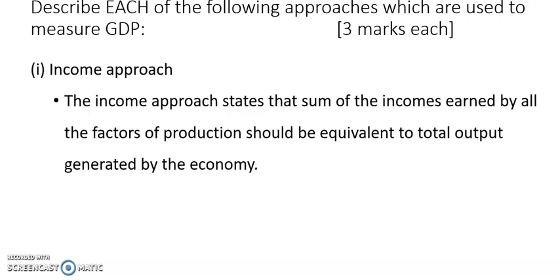Now part B 1 says describe each of the following approaches which are used to measure GDP, and they gave us 2, right? One was the income approach, the other one was the expenditure approach. So let's start with the income approach. The income approach basically states that you add up all the incomes earned by all of the factors of production in that economy, and that answer should be equivalent to the total output generated by that country.